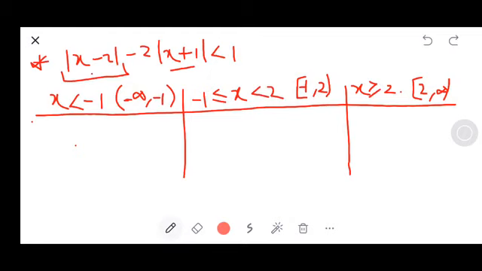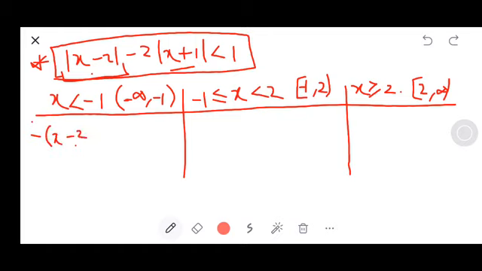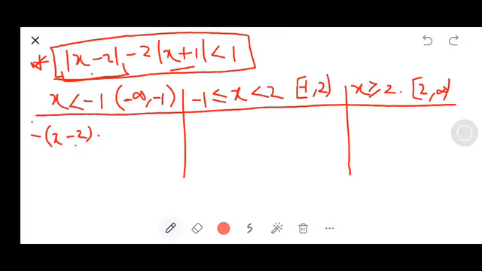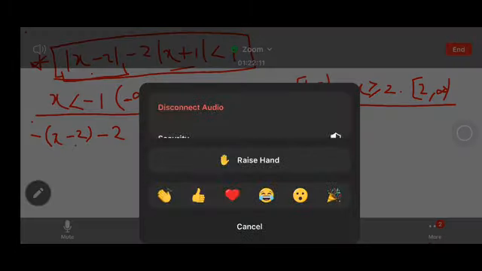I want to rewrite this question now without writing the absolute value. What I'm going to write in place of them will depend on what they will be in these individual regions. So for the first one, it is going to be minus x minus 2, because x is less than minus 1 in that region. Then minus 2. So for this x plus 1 now, is it positive or negative in this new region?